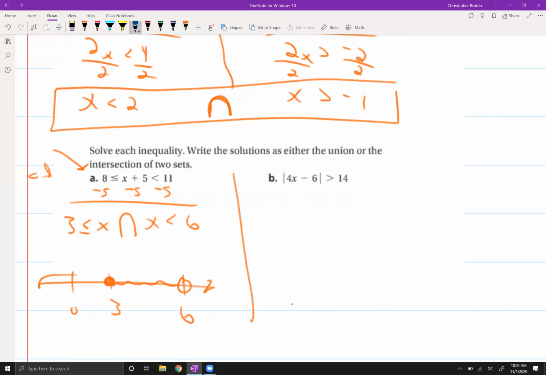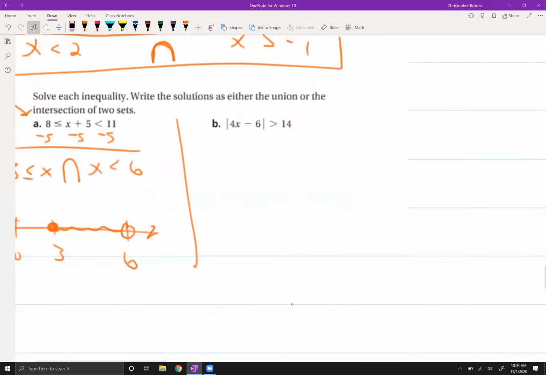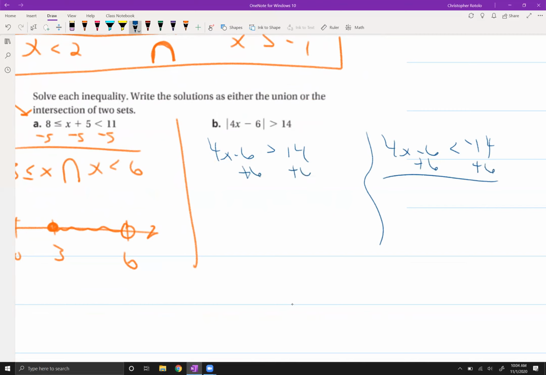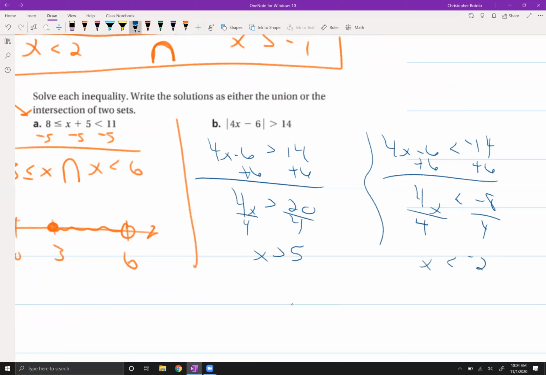All right, absolute value this time. So we need 2 inequalities here. The first one's identical. And we use 4x minus 6 is less than negative 14. You guys know I love to write both of them out. That way we're going to get different numbers, but the problem itself gets solved exactly the same way, right? Add 6 everywhere. Add an equals to, I don't see it there. Okay, negative 8. Divide by 4. X is greater than 5. X is less than negative 2.